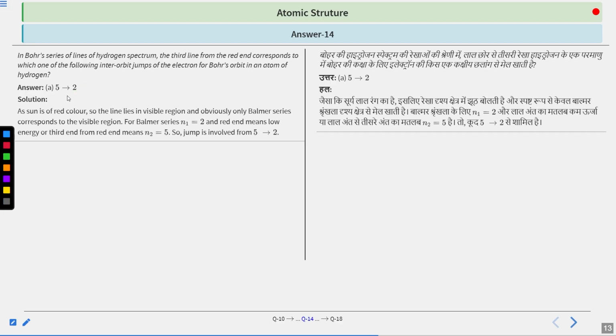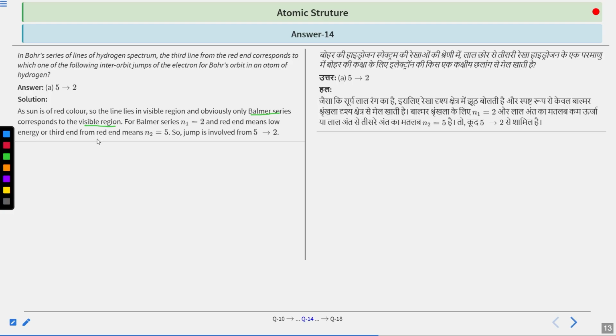So, the solution: as the sun is of red color, the line lies in the visible region. Obviously only the Balmer series corresponds to the visible region. In the Bohr series we consider all the series, Lyman, Balmer, all are considered, but we are considering it from the red end, so that means it is visible. Red end means the transition corresponding to red light, which we are able to see. Only one series has the visible region, which radiates light in the visible region, that is the Balmer series.